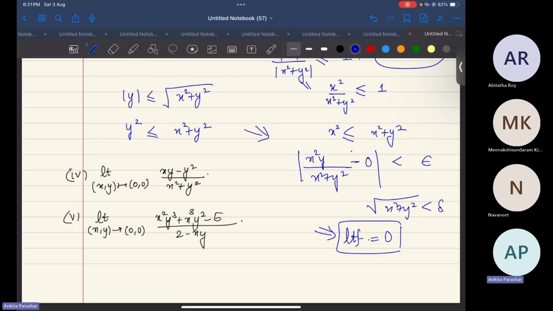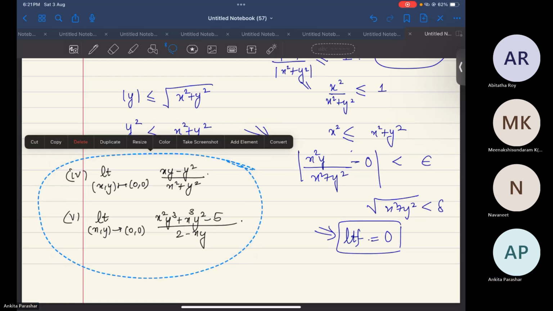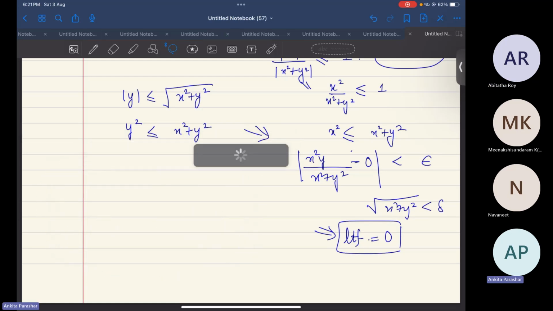Remember what kind of function is that? Look carefully, then you will get it. It's a homogeneous function. So quickly look at certain paths, I think you'll get it. The limit will not exist. Very good. The answer is, let me just copy these two things on the next page.